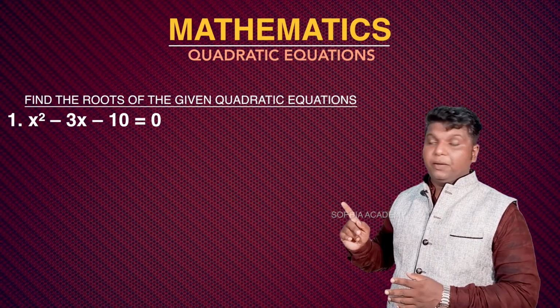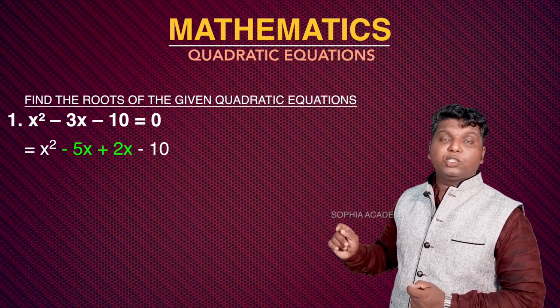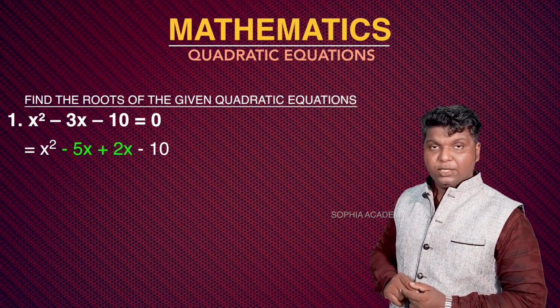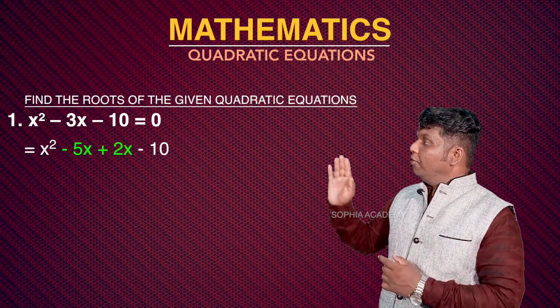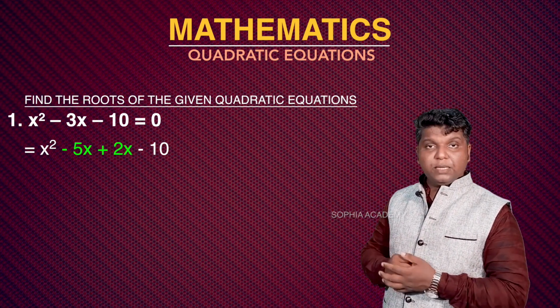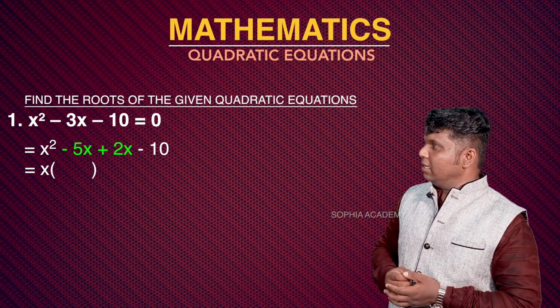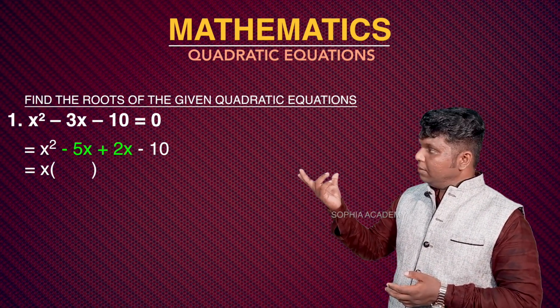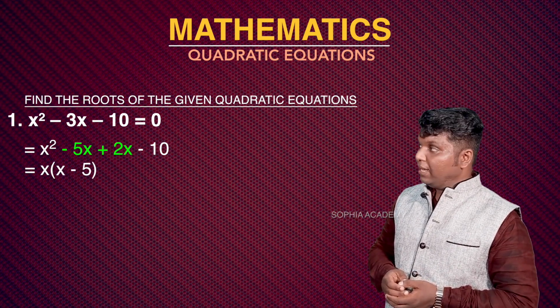Now the equation will become x square minus 5x plus 2x minus 10 is equal to 0. Now from the first two terms, take out what is common. From the next two terms, whatever is common, you should take it out. From the first two terms, x is common, right? Taking x outside, the remaining will be written within brackets: x minus 5.